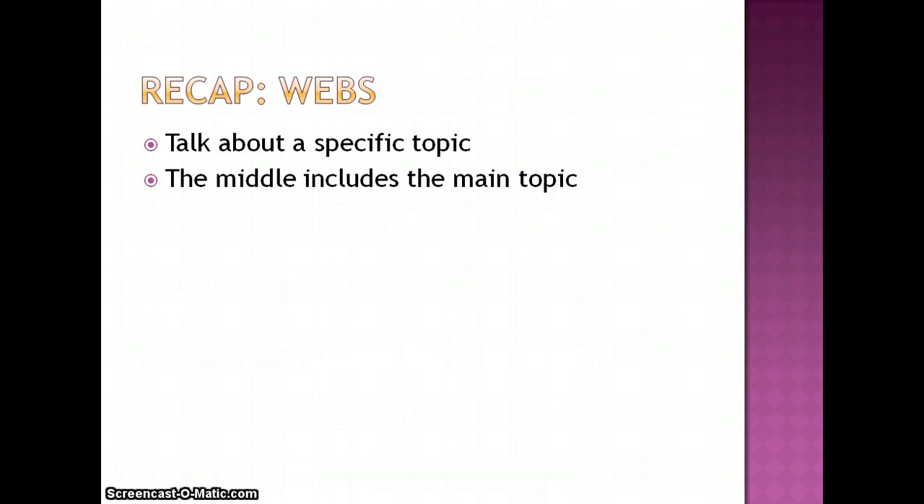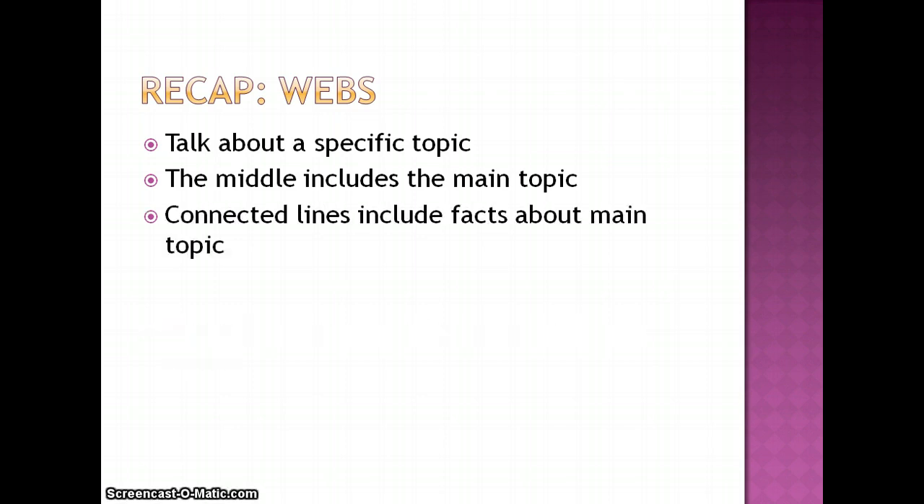So now that we've talked about the 4 different types of pre-writing strategies that we're going to use today, let's just kind of recap on what we talked about, just so we remember. Let's start with webs. Webs talk about a specific topic, and that specific topic that we're talking about is going to go in that middle circle. And then connected to that middle circle is the line with the smaller circle. And you can have as many of these as you want. And those small circles are going to include facts about that main topic, just like we did with Bear.